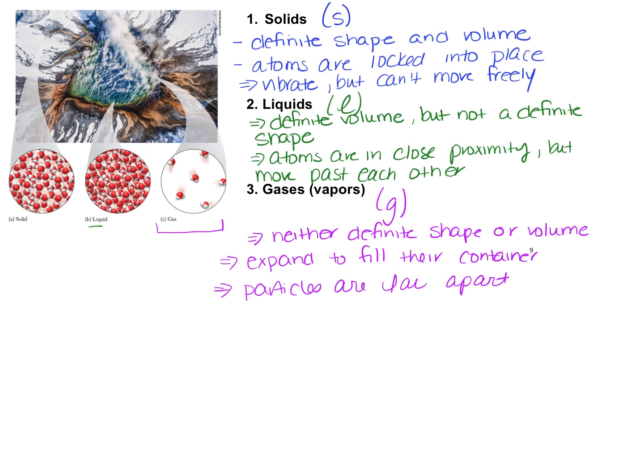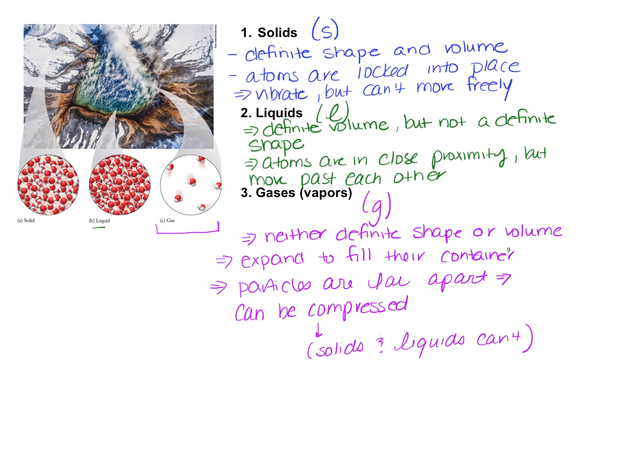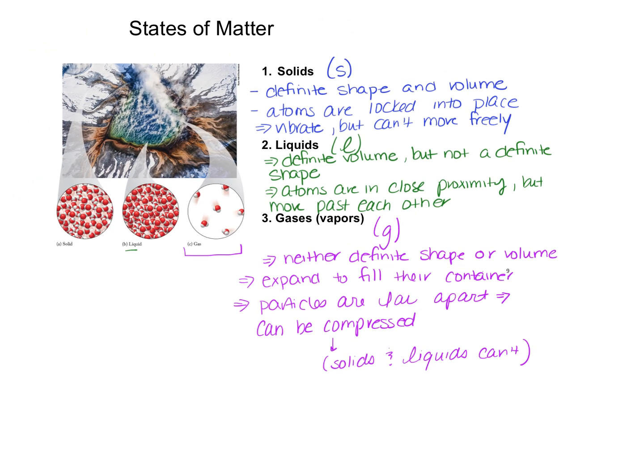Now, because those particles are really far apart, that means gases can be compressed. So that's why you can buy compressed gases in a can in a store, anything like that. And it's important to know that the gases can be compressed, but solids and liquids can't be compressed. Okay, so that is a big difference there. Now, we are also in class going to talk about plasma, but we'll cover that in class.